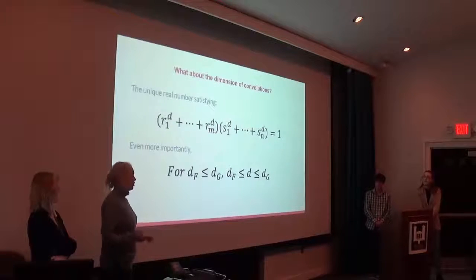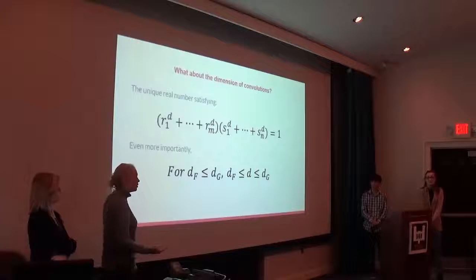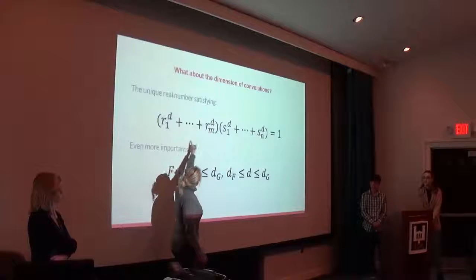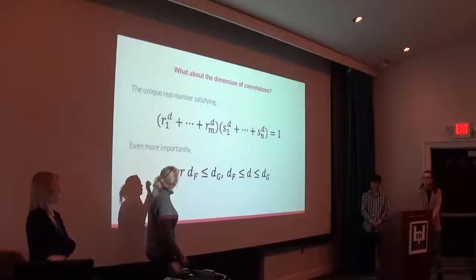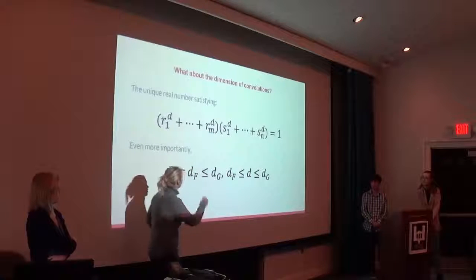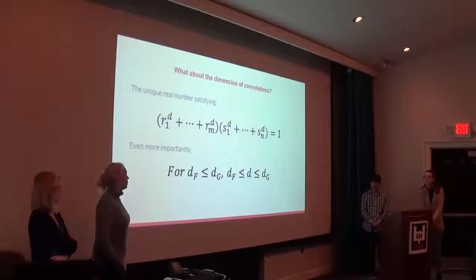So what about when you're convolving fractals? The dimension is what you would think it would be. You multiply the dimension of the first fractal, which is right here following the fancy definition from the first slide, to the dimension of the second fractal, which is the second parentheses set. And that's even harder to solve.